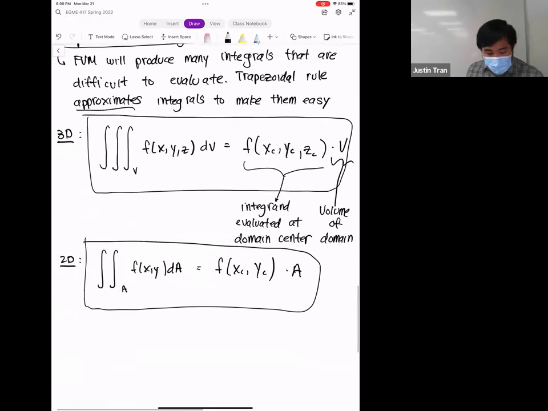And so that's the 2D case, and then let's do the 1D case, and then we'll do an example in 1D just so that you can see it in action.